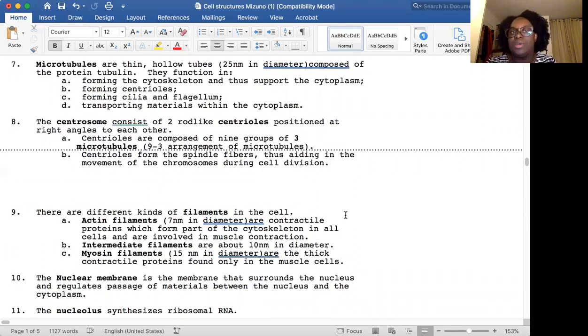So that's important to note, that centrioles aid in cell division, and so that's an important part of having this as part of our chromosomes.